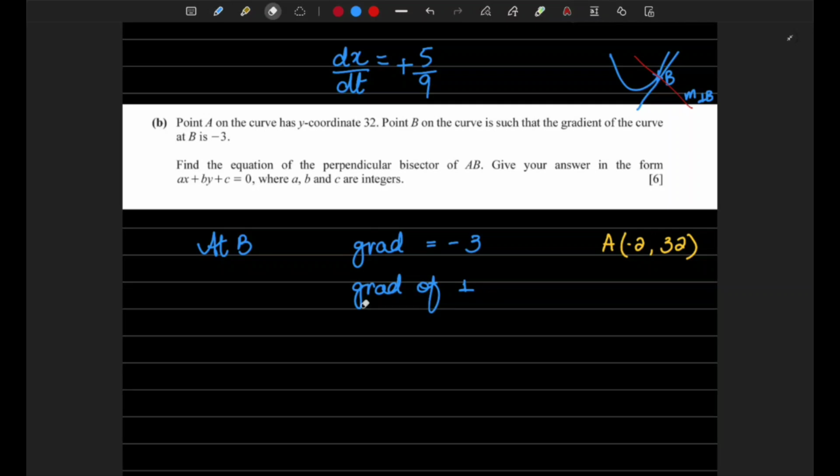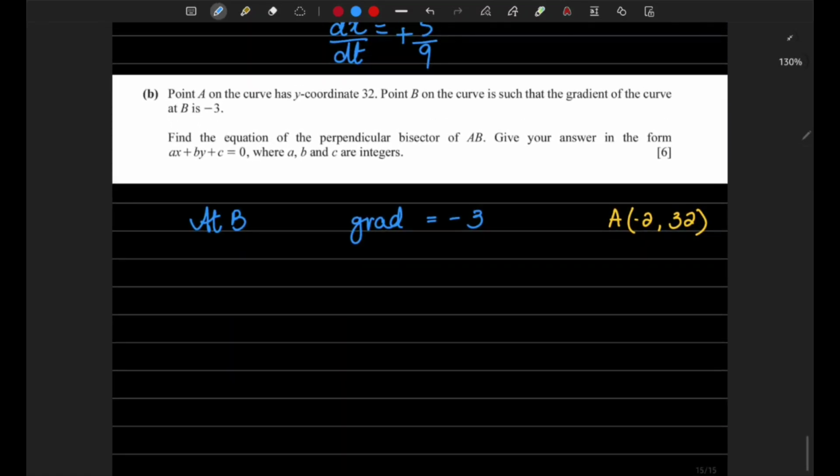wait, the perpendicular, we don't need the perpendicular bisector of the tangent. We need a perpendicular bisector of AB. There is some point A here, B here. So we need a perpendicular bisector of this AB line. Okay, so we need the slope of this AB and then the perpendicular bisector of AB. So it seems a little different. So let's look into this again. First we need to find the points A and B, then we can move further.